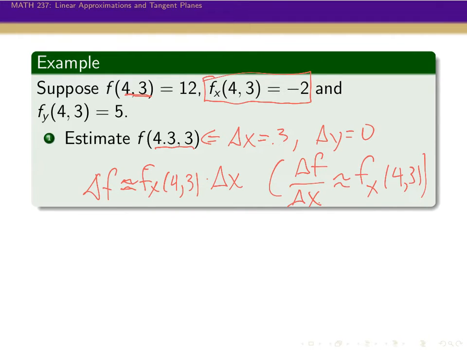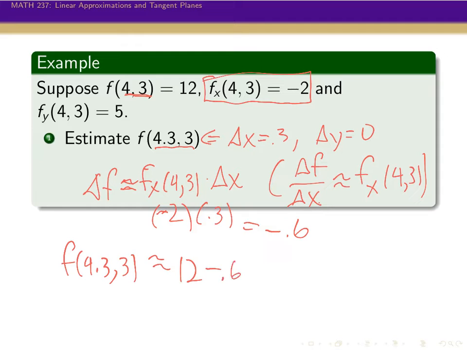And so then plugging in values, this is minus 2. Change in x is 0.3. Multiplying together, we get minus 0.6. And so we're expecting f to decrease by 0.6. So f started at 12, and so we'd expect f at (4.3, 3) to be approximately 12 minus 0.6, which is 11.4.